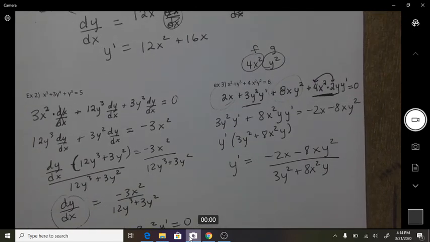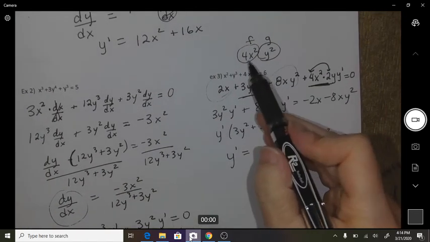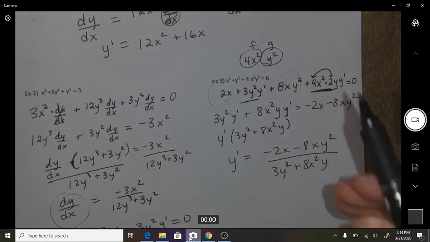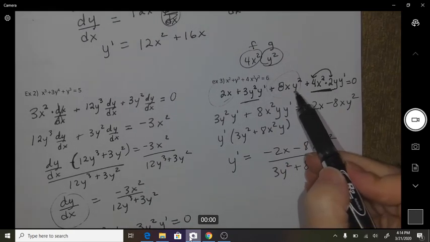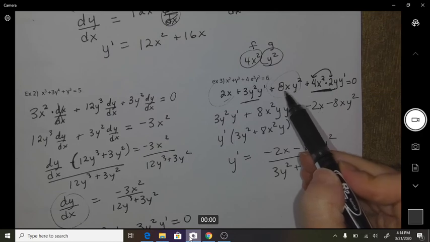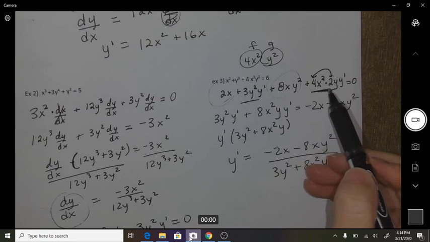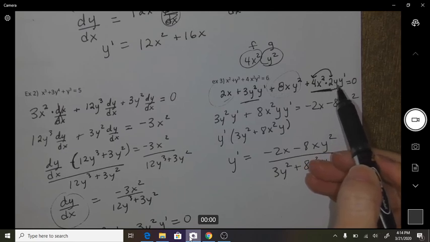Just be careful when you're activating the product law. Here you'll notice that I just had a y squared because I only derived the first thing, which was x. And then here I had to do y prime because now in the second part of the product law I derived a y.